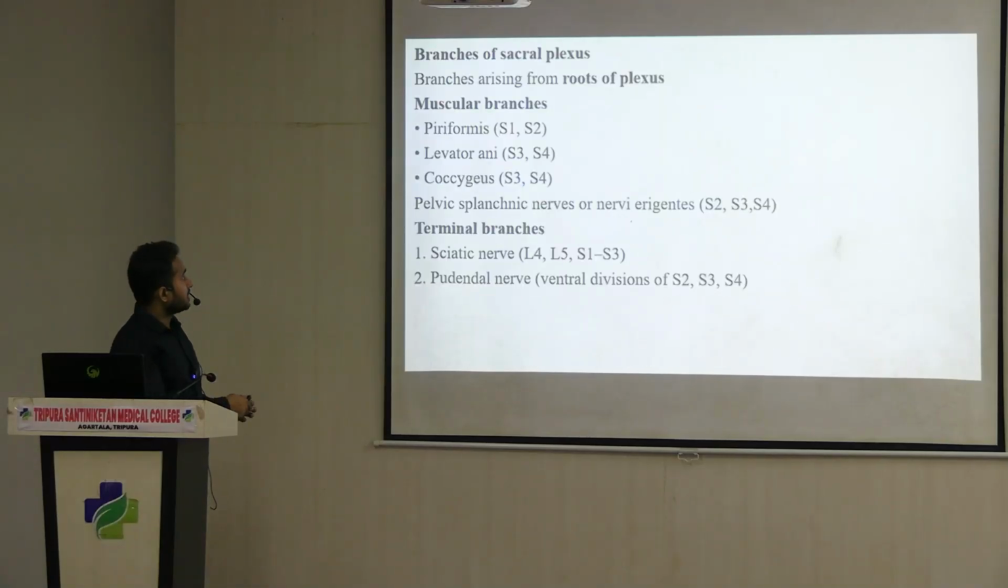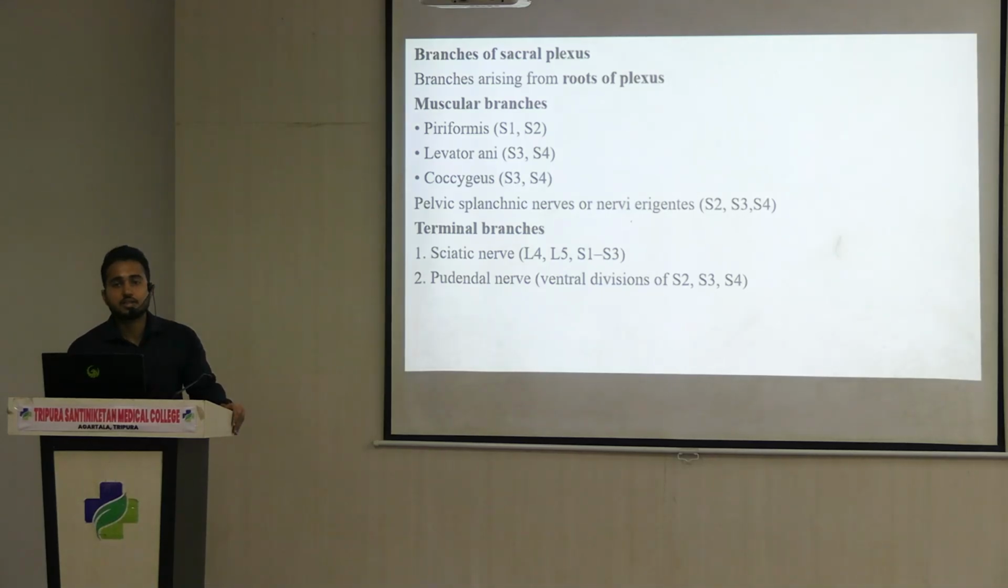So first you can see the branches arising from the roots. Muscular branches are there which supply the piriformis, levator ani and coccygeus. These are the muscles of the pelvic wall. Okay, and then the pelvic splanchnic nerves are also called nervi erigentes. Have you heard about this one? Pelvic splanchnic nerve.